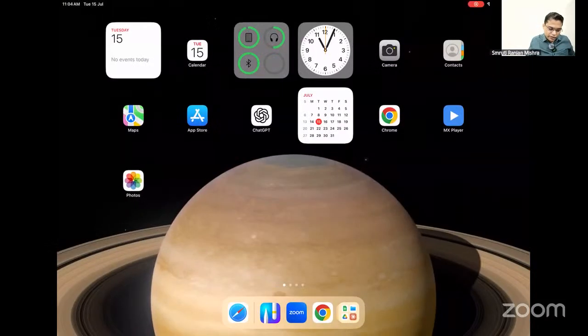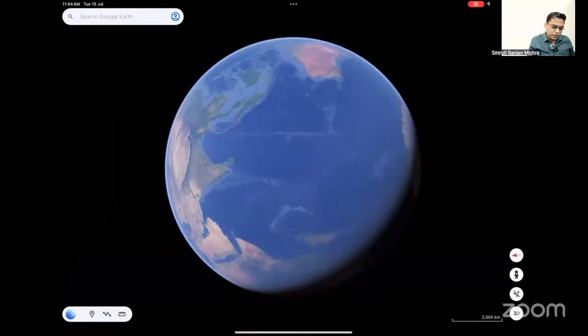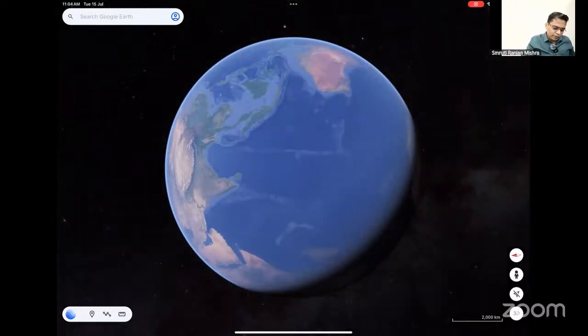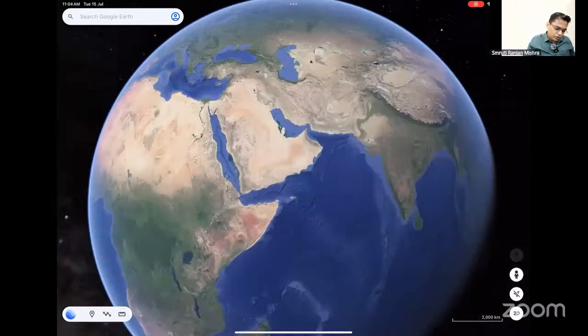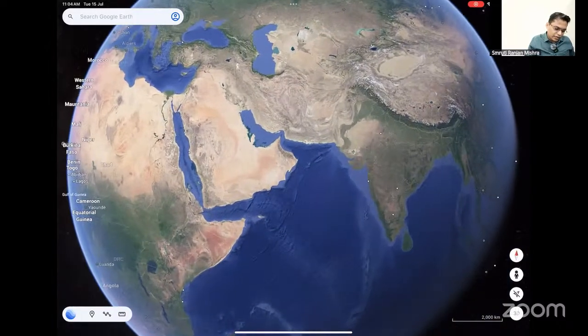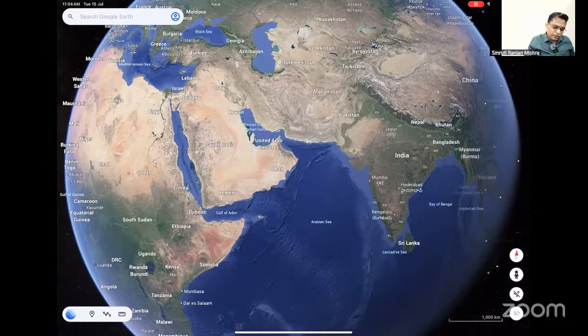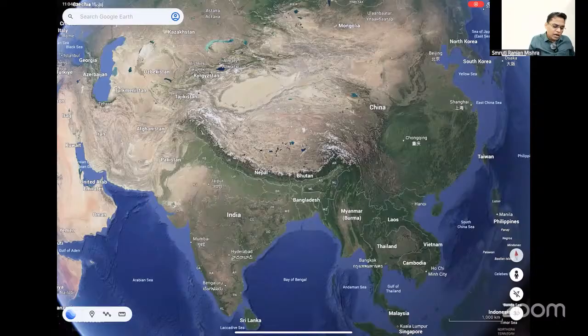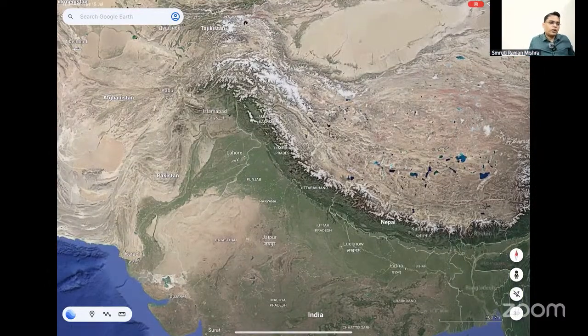I'm just showing you the map here, so you can see. Yes, the locust infestation started here from Africa. It started from East Africa, and from here it moved towards India, particularly Rajasthan. They caused severe damage to our crop in Rajasthan.